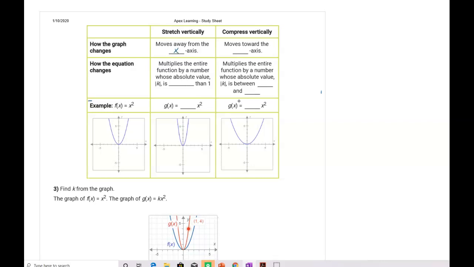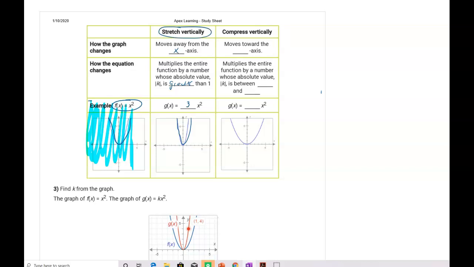So when you look at this, here is your parent function f of x equals x squared. Now, if I multiply the entire function x squared by a number whose absolute value is greater than 1, such as if I pick a number greater than 1, say 3, what happens is this parent function gets more narrow. That's a vertical stretch.